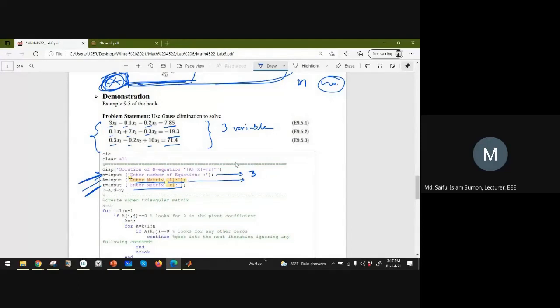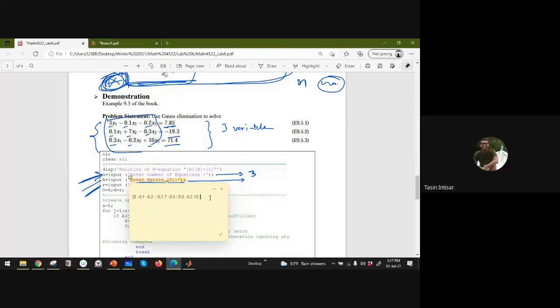So how can I give all these values of A in MATLAB? I should write something like this. There will be spaces between 3.1 and 0.2, that is minus 0.1 and minus 0.2, and there will be a semicolon going for the next row. So are you okay? We're giving the input now.